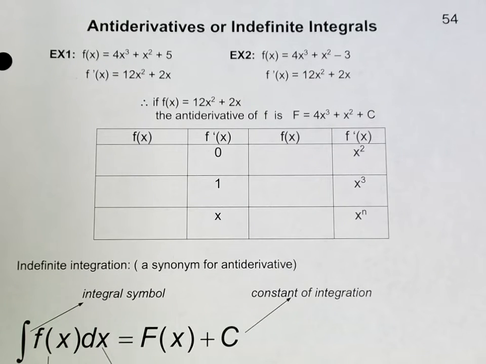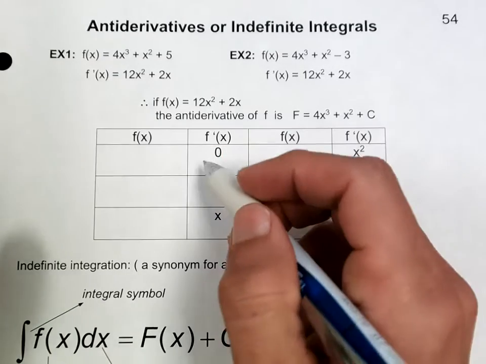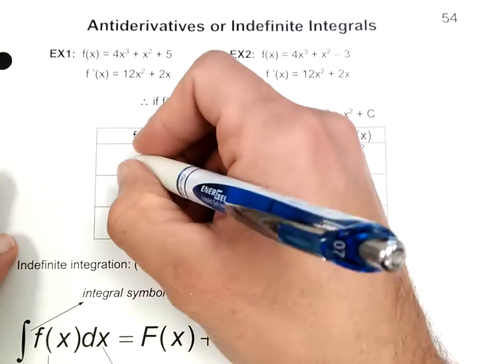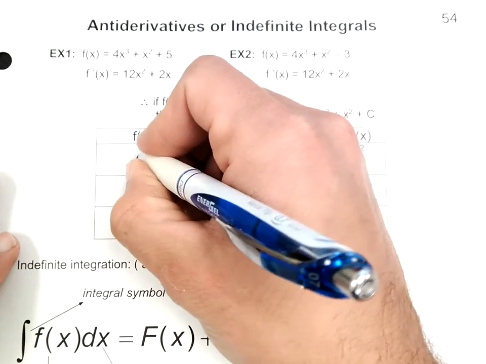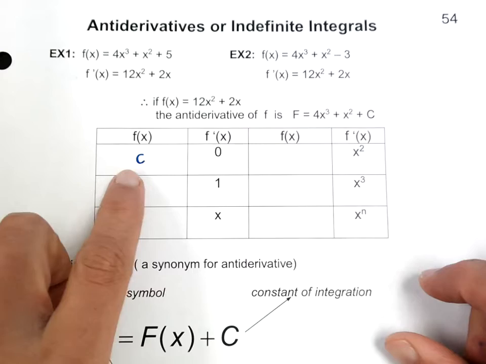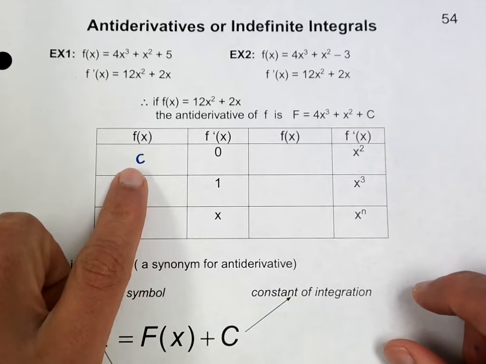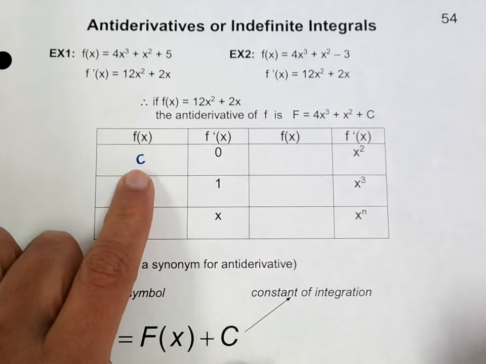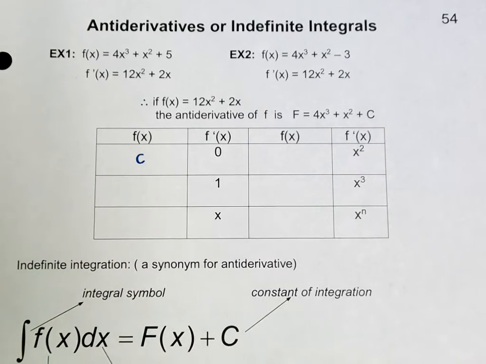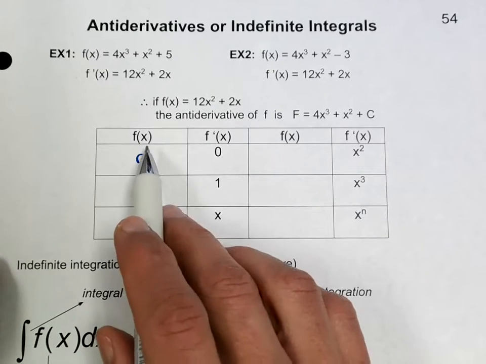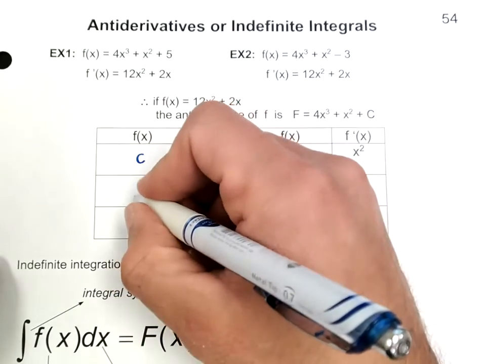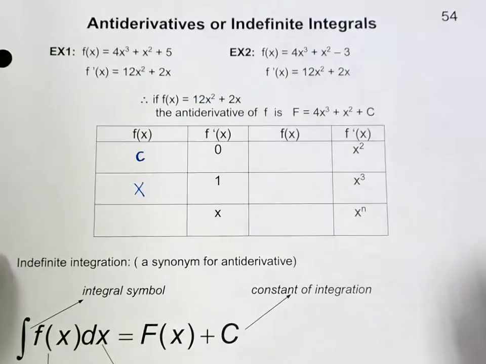If I take a derivative and I get a 0, then that must mean that this was a constant, right? So if f of x was a constant, the derivative would be 0. It doesn't matter what the constant is as long as it's a constant, like a 4, a 5, a pi, 15, whatever. Now if I take the derivative of f of x and I get a 1, that must mean that this function was originally x.